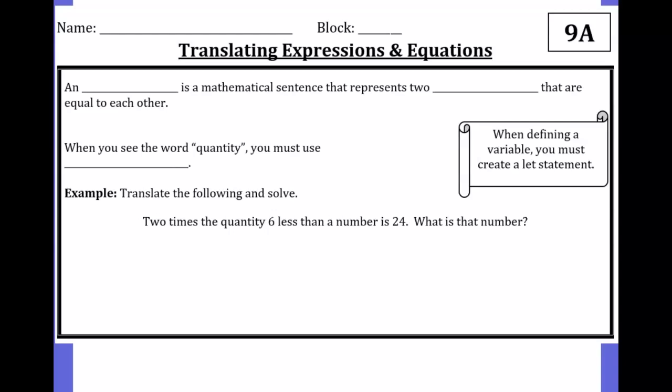So today we're going to learn how to translate expressions and equations. Basically we're going to be focusing on word problems. An equation is a mathematical sentence that represents two expressions that are equal to each other. That's all an equation is. On either side of the equal sign you have an expression. We're setting them equal to each other. When you see the word quantity, you must use parentheses.